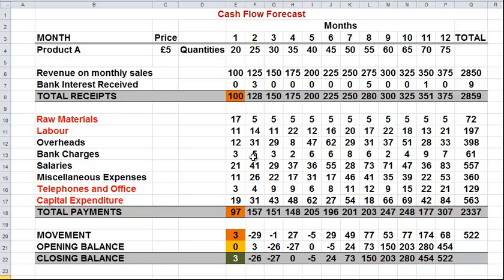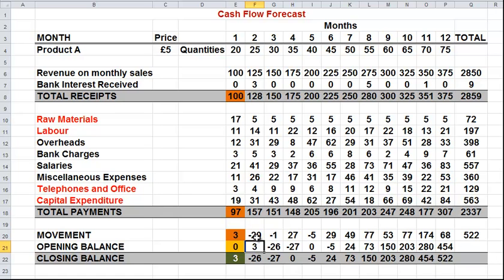So let's just look at what we've got here. We have 100, which is our opening. We had expenditure of 97, movement of 3, we had no opening, and we had 3 left over. That 3 we carried up as an opening balance into the next month.